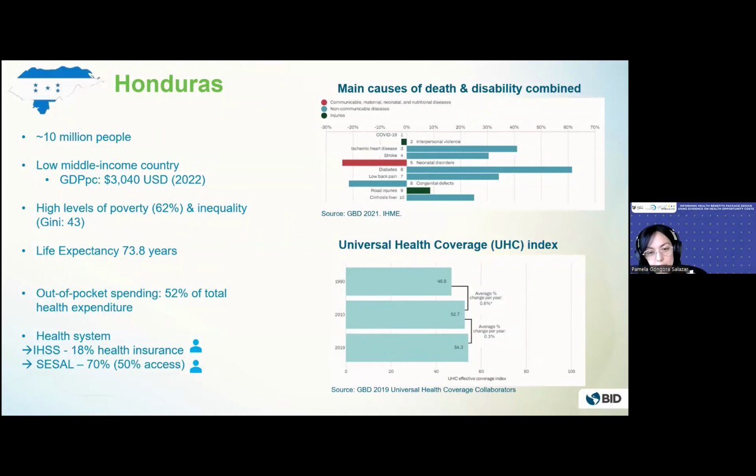Out-of-pocket spending in the country is quite high, 52%. I have to say it's one of the highest in Latin America and the Caribbean. It's also a fragmented health system, and I'm going to be referring mostly to the exercise that we have done with Vassall, which is the name of the Ministry of Health, who are basically providing for about 70% of the population, but it is estimated that only 50% have actually some access to health services. In terms of universal health coverage, the country has been making some progress, but this is still behind the average of Latin America and the Caribbean.